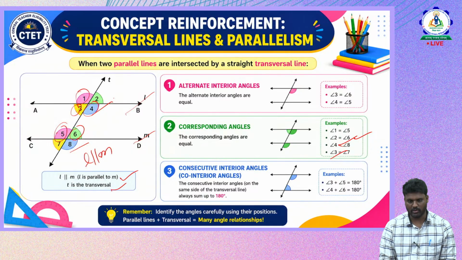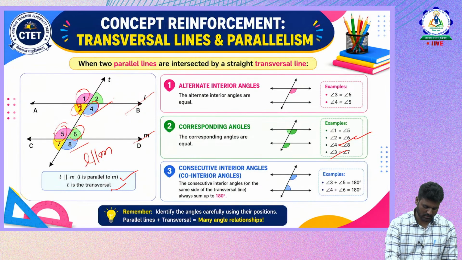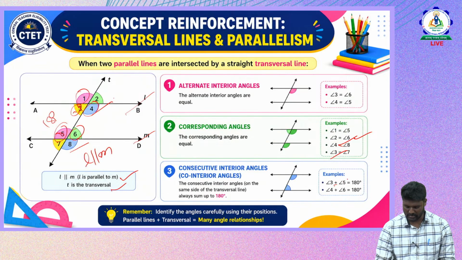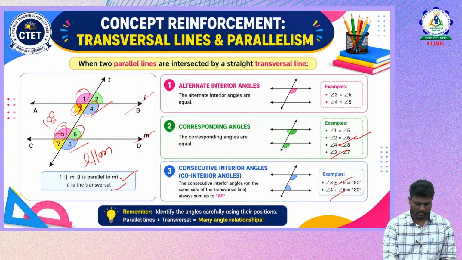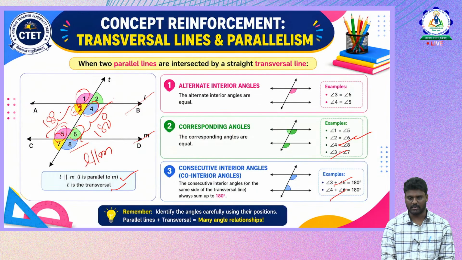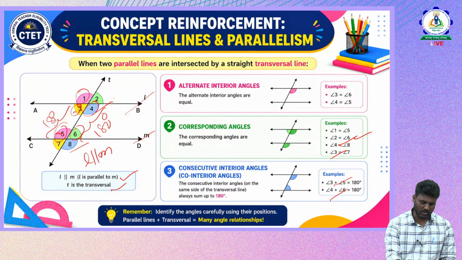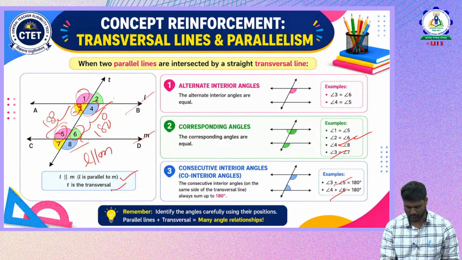Then what are the interior angles? Let us see. The consecutive interior angles on the same side of the transversal line always have a sum of 180 degrees, so we call them co-interior angles. If the sum of angle 3 and angle 5 is 180 degrees, then we say they are co-interior angles. Similarly, if the sum of angle 4 and angle 6 is 180 degrees, then they are co-interior angles of the given parallel lines.